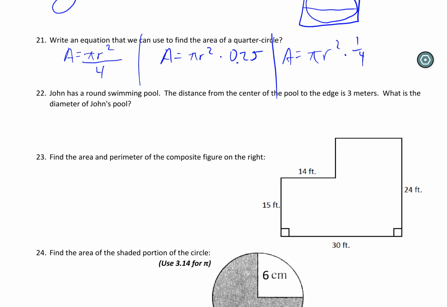So, all right, question number 22. John has a round swimming pool. The distance from the center of the pool to the edge is 3 meters. So if he had his round swimming pool, from the center to the edge is 3 meters. And so that looks to me like a radius. Wants to know, well, what is the diameter? So if the radius is 3, my diameter is going to be 6 meters.